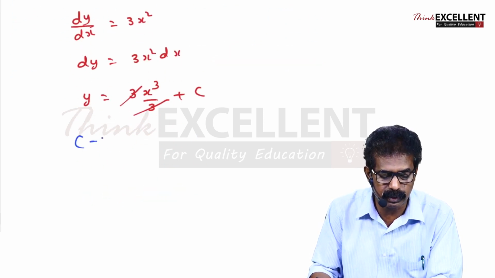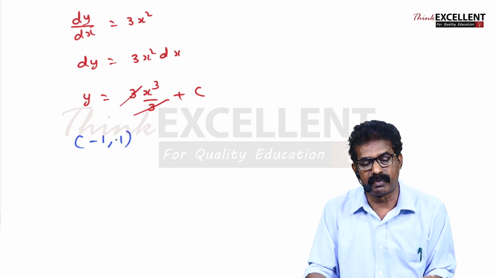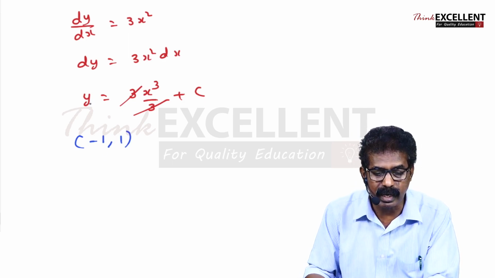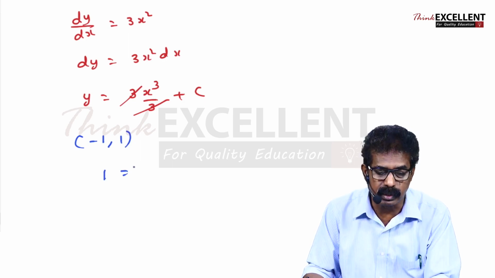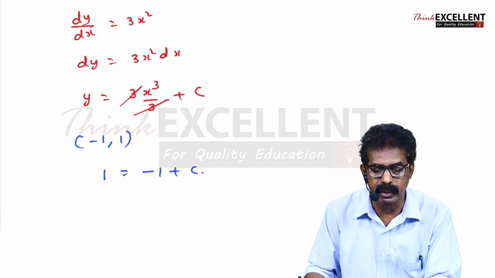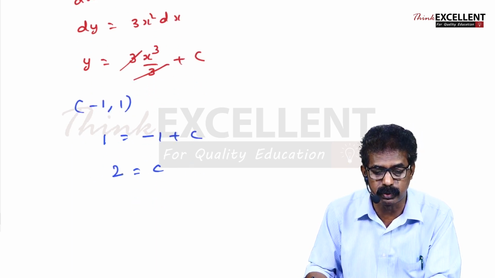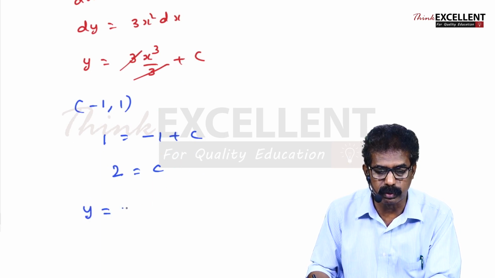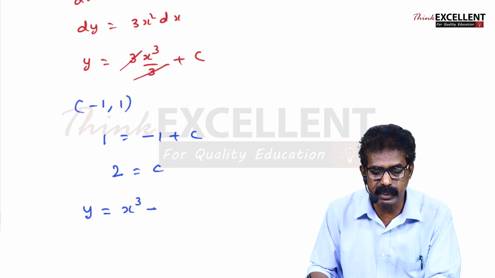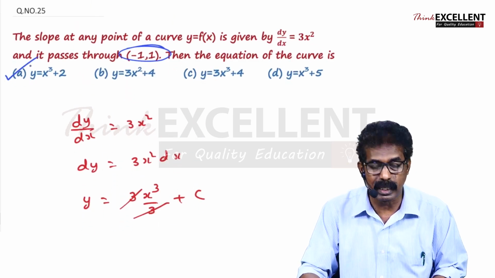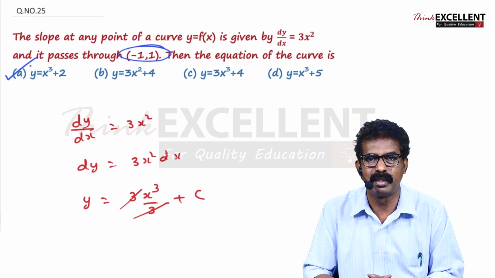So since it passes through minus 1 comma 1, for x you put minus 1 and for y you put 1. So on the left side the y value 1 is equal to the x value minus 1 cubed, which is minus 1 only, plus c. So c equal to, bringing that minus 1 over, it becomes plus 1, 1 plus 1 is 2. So the curve is y equal to x cube plus 2, and that is option number A. Hope you understood all these sums. We'll continue in the next class.